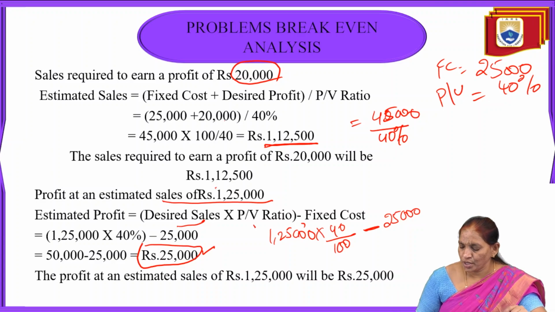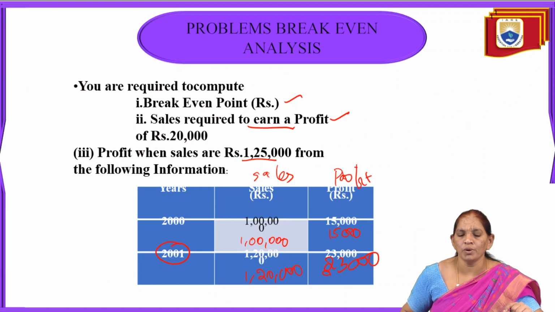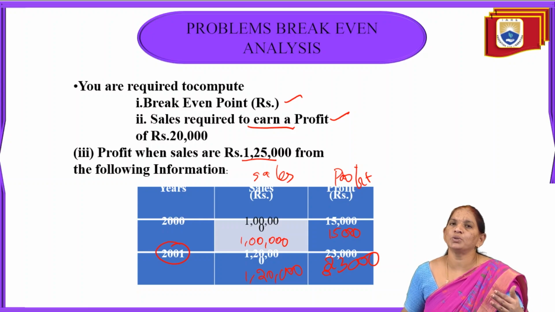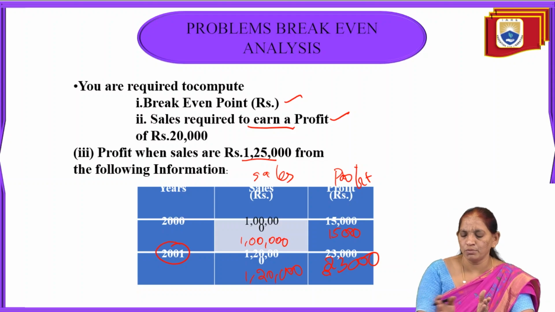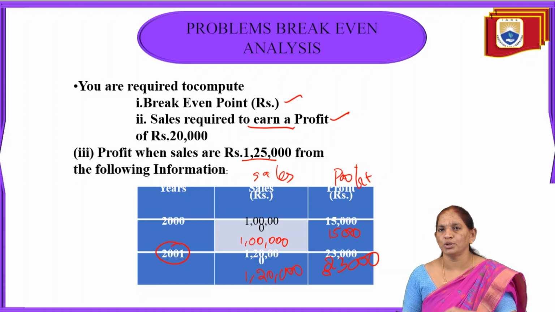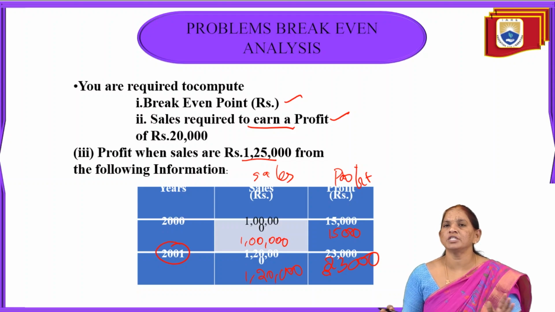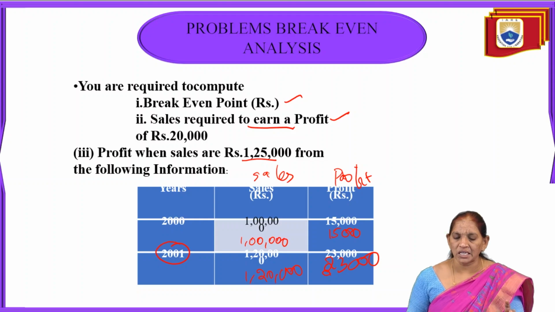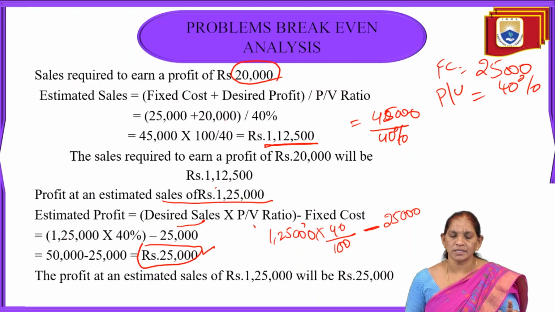In this way, we can solve the problem when given information relating to the variable cost, fixed cost, and information between two periods. Maybe this is first quarter, second quarter, or the first year, second year, or 2000 or 2001. If information was split between the sales and the profit, we'll calculate the break-even sales and PV ratio in the above format.